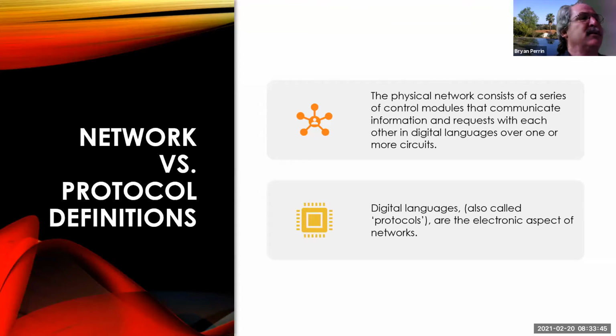So our network is a physical network, consisting of a series of control modules that communicate information and requests with each other in digital languages over one or more circuits. So that is our physical construction. That's our house. That's the framework. But then we have digital languages called protocols, and this is the electrical aspect of the network. So when we hear CAN, am I talking about the physical network or the protocol? It's a fair question, because they're really two different things, aren't they? Depending on which speed of CAN I'm using, it's going to change both the language and the framework.